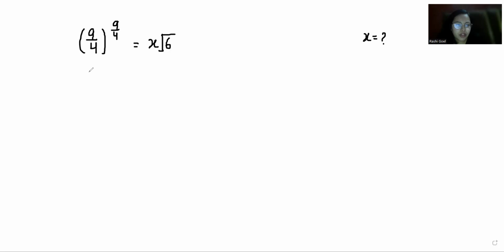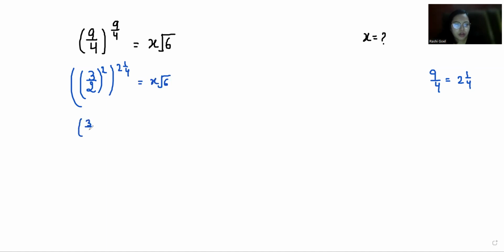So 9 by 4 we can write it as (3/2) squared, and the power 9 by 4 in terms of a mixed fraction we can write as 2 whole 1 by 4, is equal to x times root 6. Now (3/2) squared, we can write the power as 2 plus 1 by 4, is equal to x root 6.